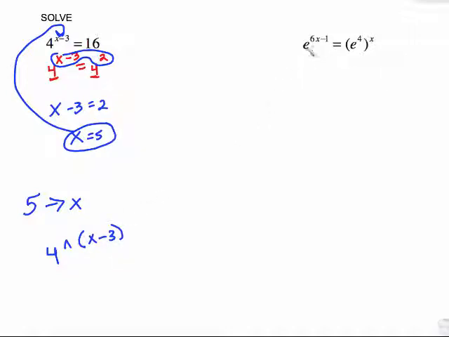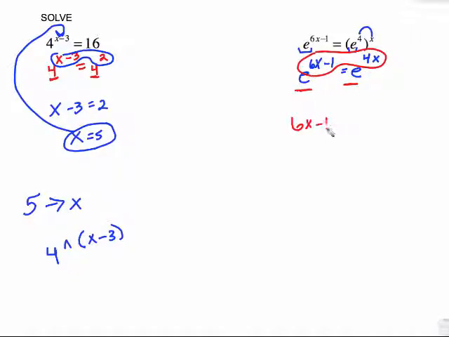This one, I have a common base already of e, so e to the 6x minus 1 equals e to the 4x. Where did 4x come from? Using our exponent law, keep the base and multiply the exponents. Now I have these two equal expressions. If the expressions are equal and the bases are equal, all we have to deal with would be the exponents.